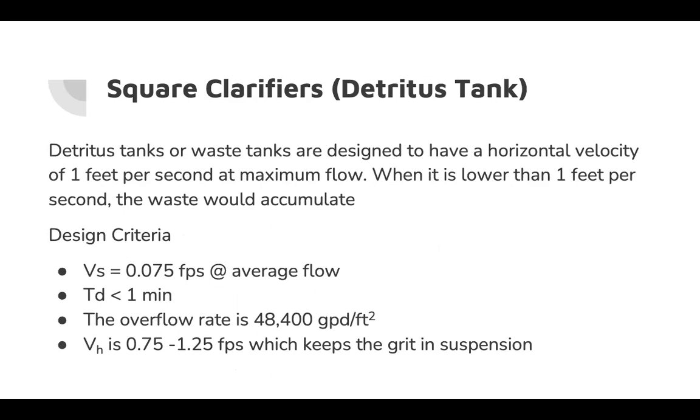So the design criteria of this is that the Vs should be 0.075 fps at average flow. The TD or time of concentration is less than 1 minute. The overflow rate is 48,400 GPD per square feet, and VH is between 0.75 to 1.25 fps, which keeps the grit in suspension.